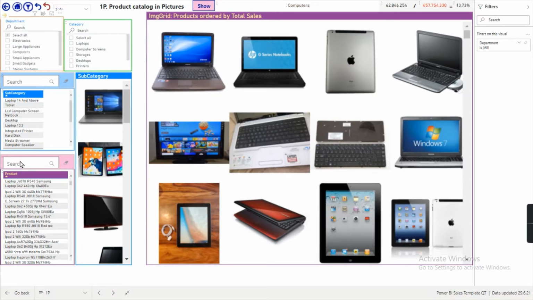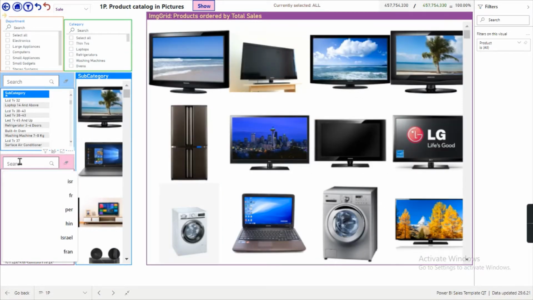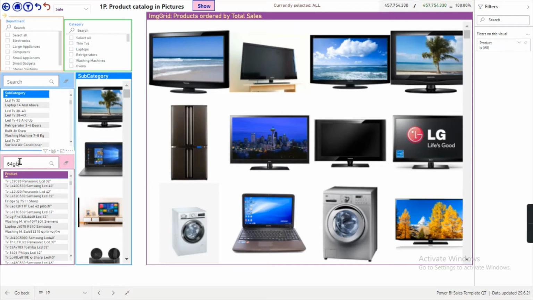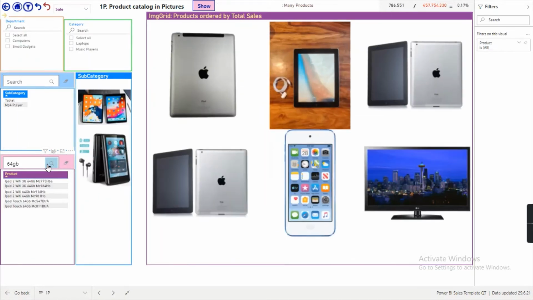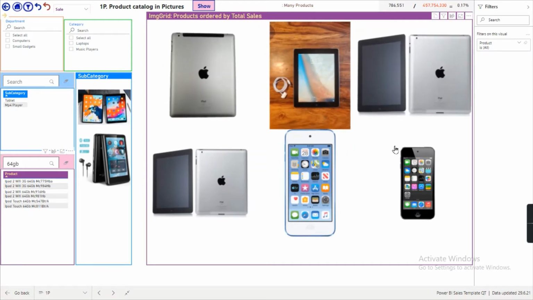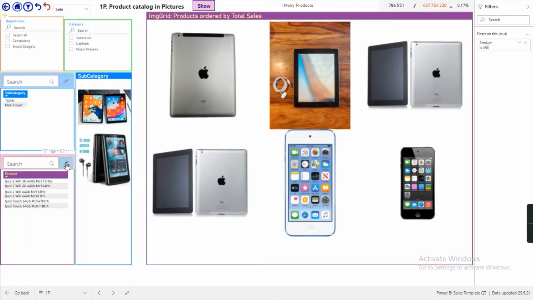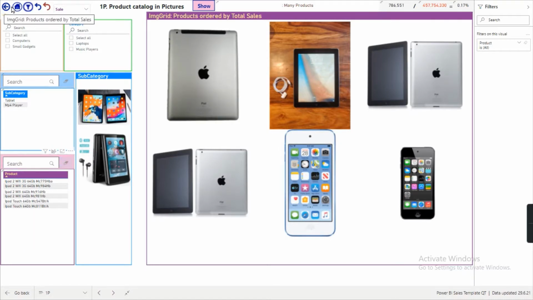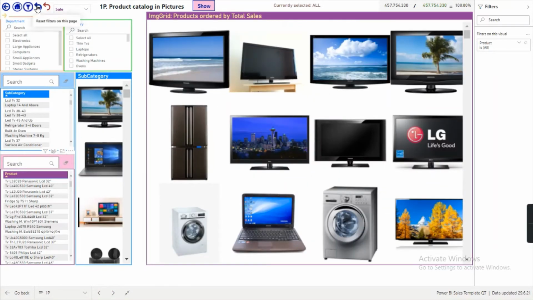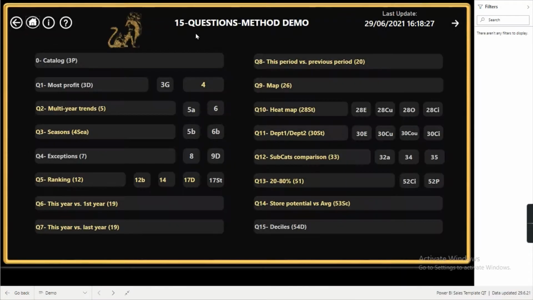If we want to make a search here, we can search, for example, 64 gigabyte. Case insensitive. That's what we found. Two subcategories, tablet and MP4 player, and 6 products here. Let's go back to the short menu.